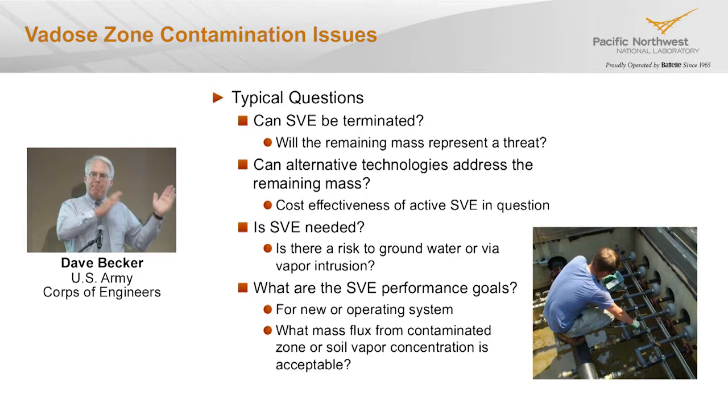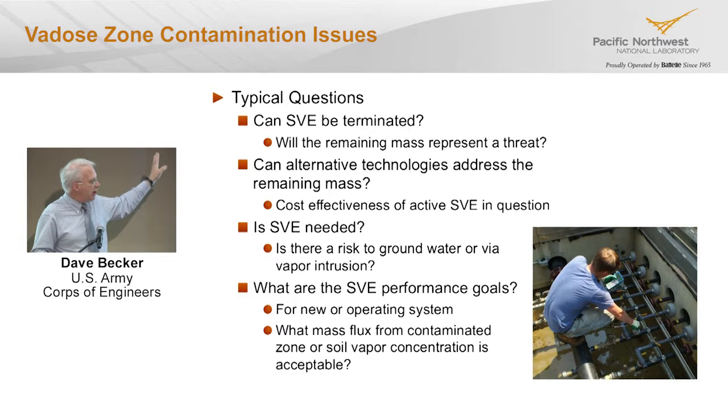If we step back earlier into the life cycle, some of the questions may be, during your site characterization, we found something, do we really need to do something about it? Does it really pose a threat to groundwater or via vapor intrusion? What are the tools and logic that could be applied to help you answer that question? We're going to talk about some things that will help you with those kinds of questions. And one of my most commonly encountered questions is, what's an appropriate performance goal for a soil vapor extraction system?